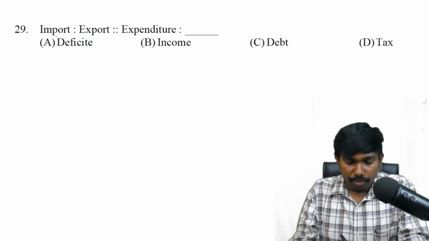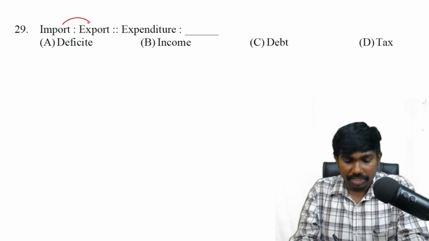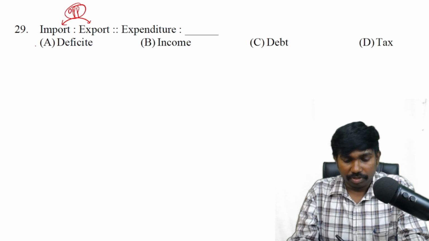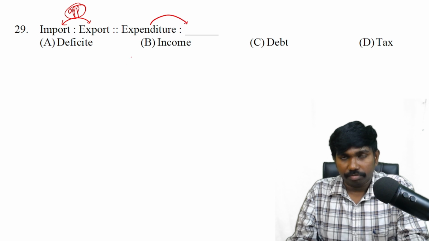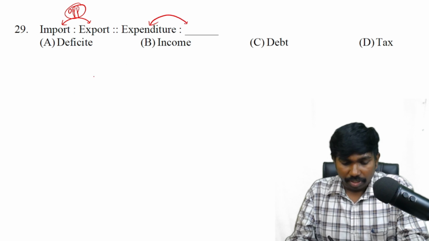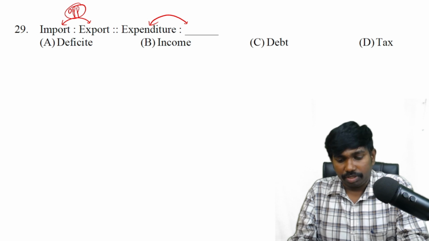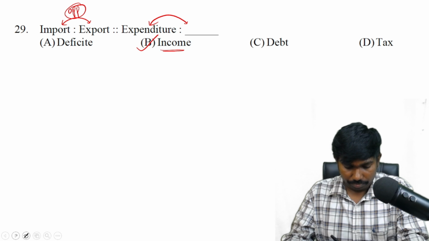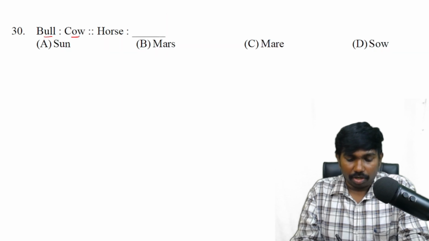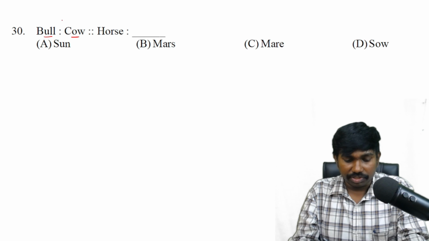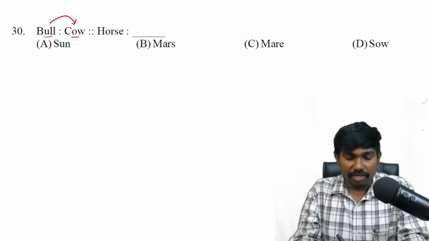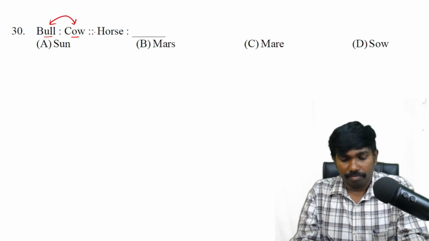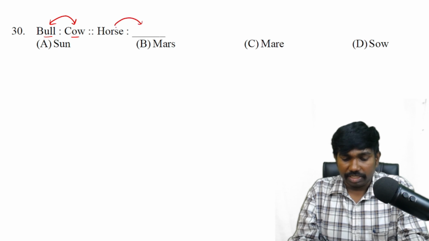Correct. Next is import, export. How are these two words related? Yes, they are opposite words, antonyms. Similarly, expenditure: what is its opposite word? Expenditure is the outgoing amount. Income is the incoming amount. Right. Next, bull, cow. How are these two words related? Yes, male and female gender. Horse, what is its other gender? The other gender is mare. Horse and mare.